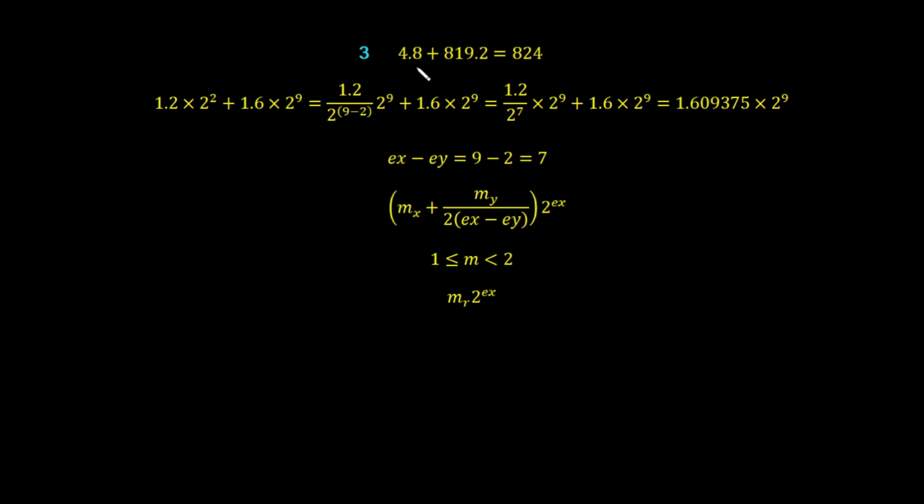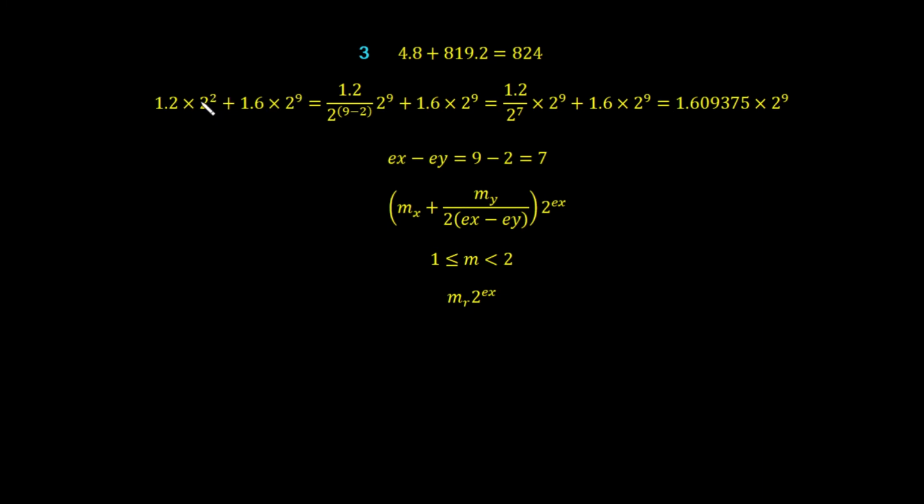In this instance here, we're going to have 4.8 plus 819.2, which is 824. So this number can be written in this form, and this number here can be written in this form here. Now in order to do the addition, we have to make sure the exponents are the same. So this exponent here has to go up to 2 to the power of 9. So it's got to go up by a factor of 7.